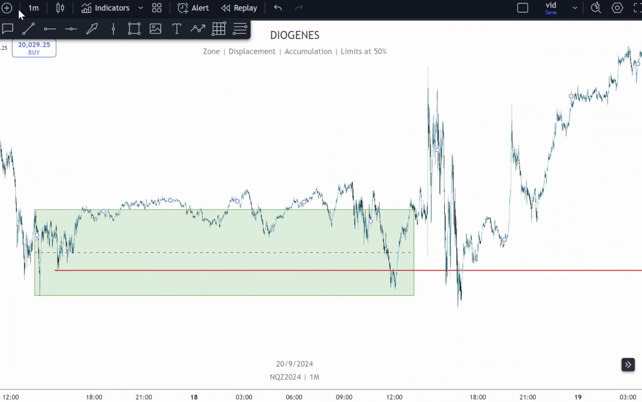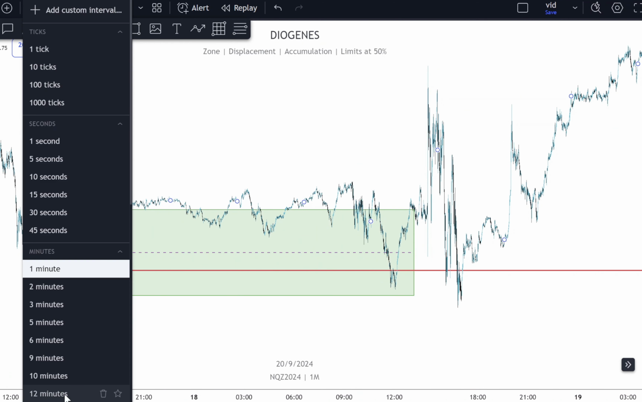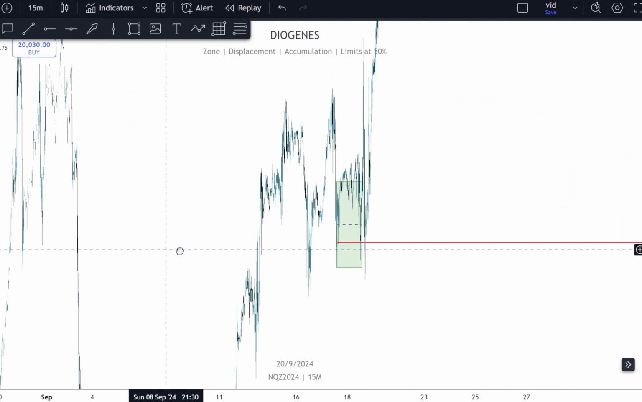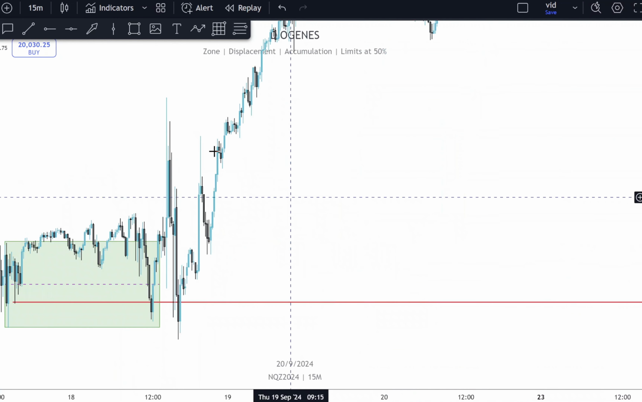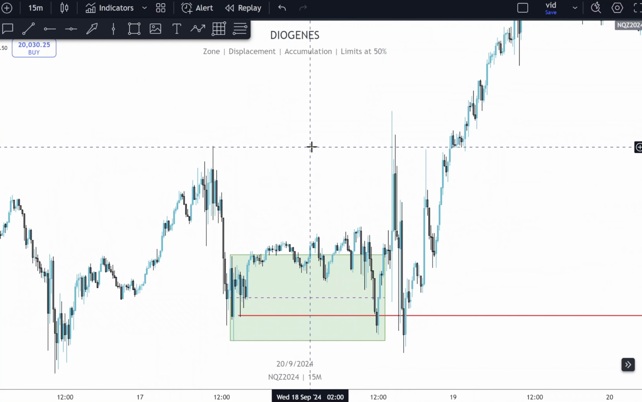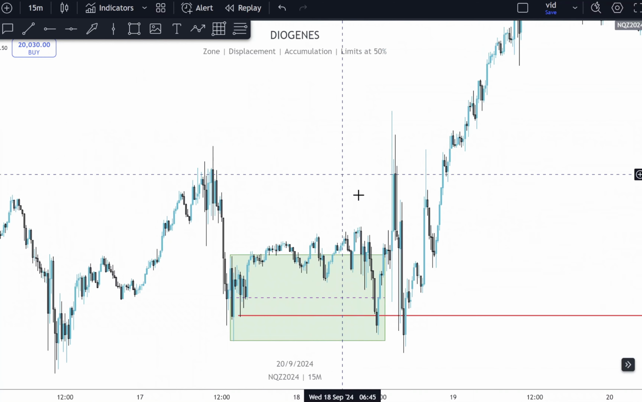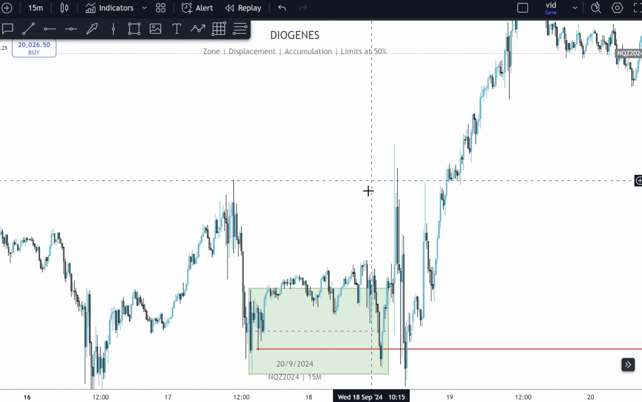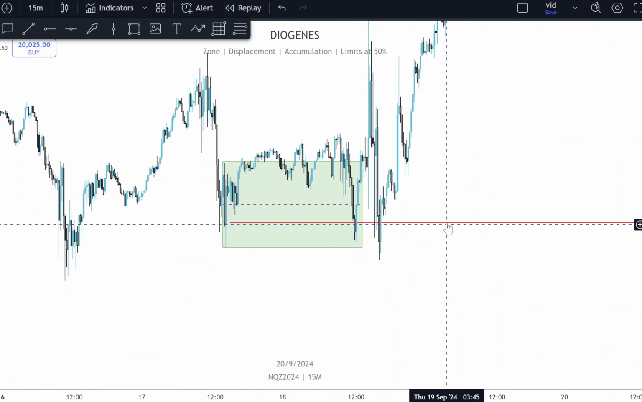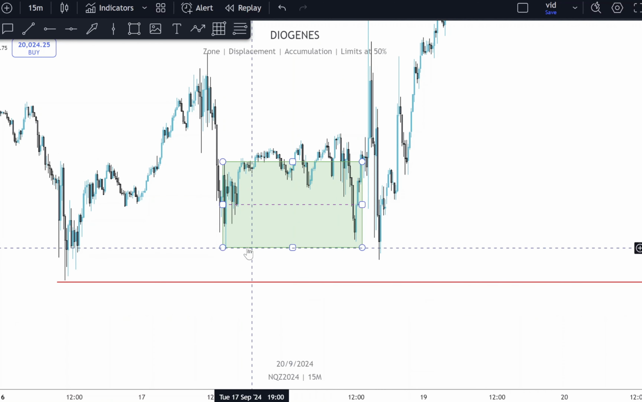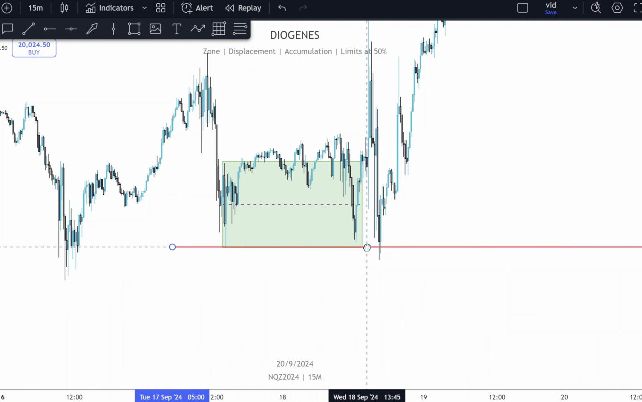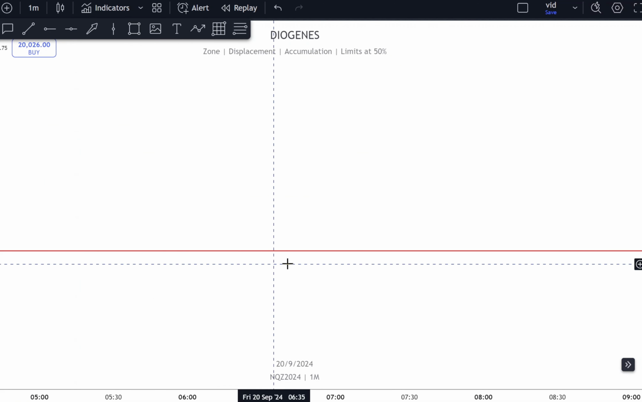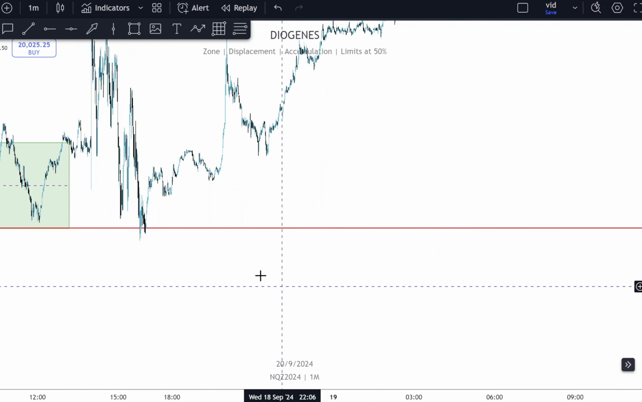So after they took this high, they actually never closed above it with the FOMC news, which is something they usually do with FOMC. So they manipulate the highs and manipulate the lows. When they didn't close above it, this is not a bullish zone, but the protected low is still this one. So they took this as liquidity, right?